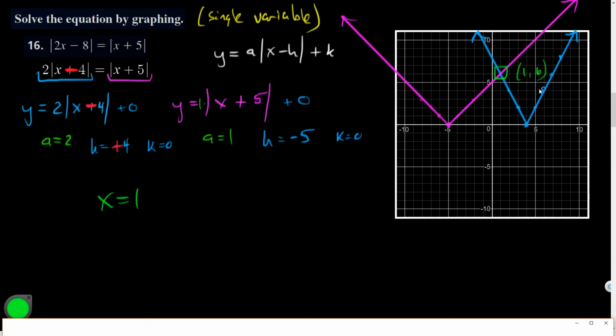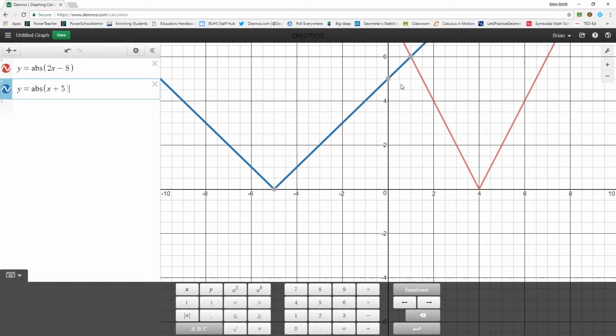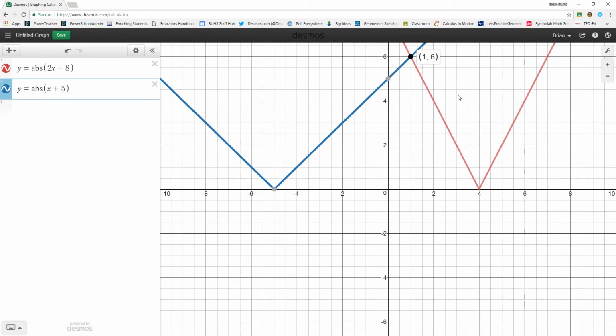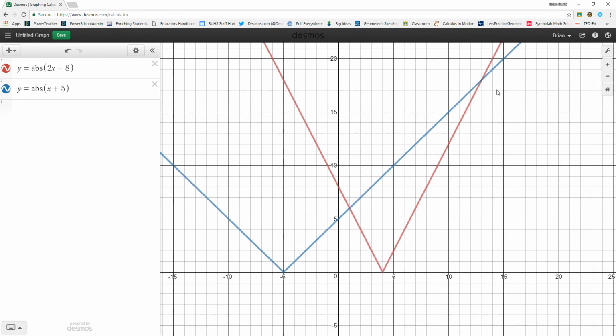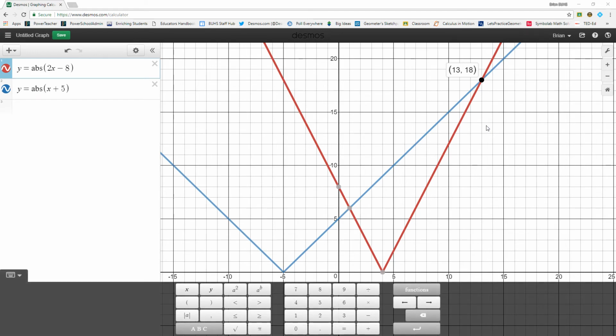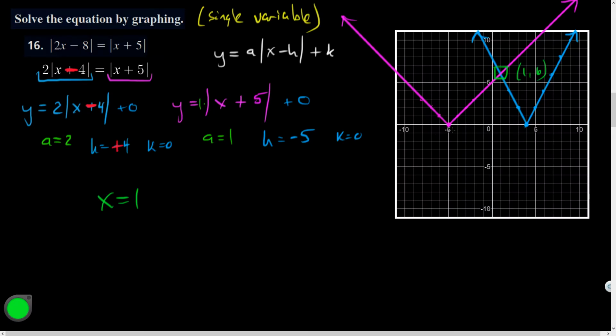So notice here's my Desmos graph, very similar to what I have, same solution there, but I just needed to zoom out a little bit more, and I can see there's another solution at 13. If 13 is another solution, just the x coordinate is of interest to me. So x equals 1 or x equals 13 is what I'm going for.